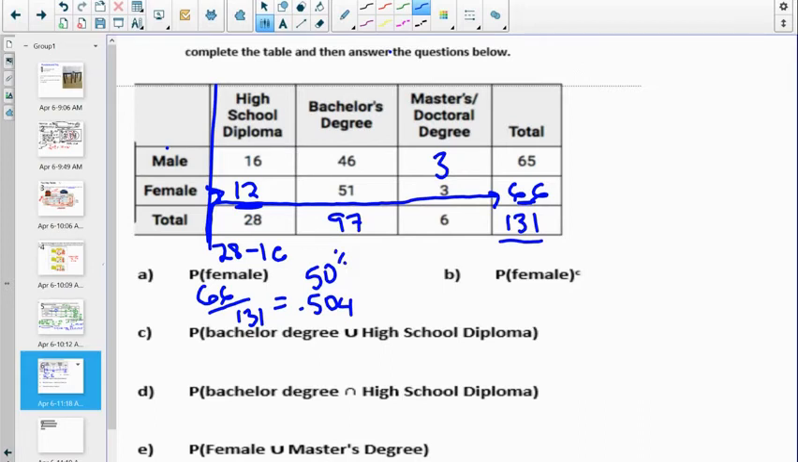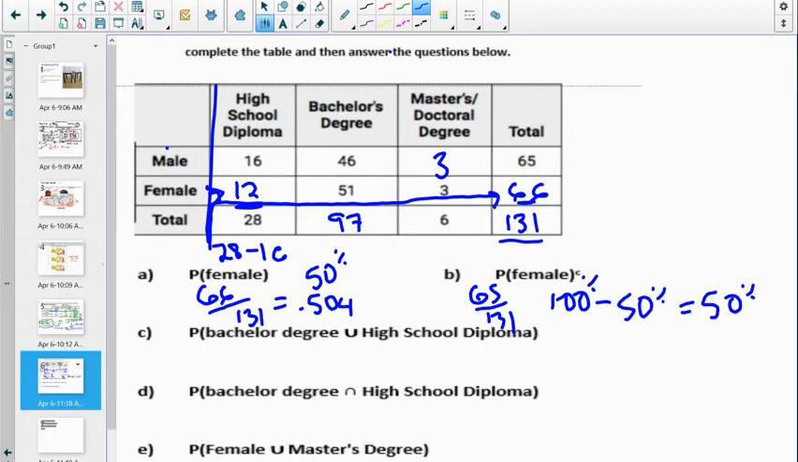And the probability of not having female is equivalent to the probability of being male. So you can either take 65 over 131, or remember our little shortcut, we can take the probability of the whole, which is 100%, and subtract the probability of female, so minus 50%. And that gets us to 50%. So they roughly are equal, the male and female ratio.